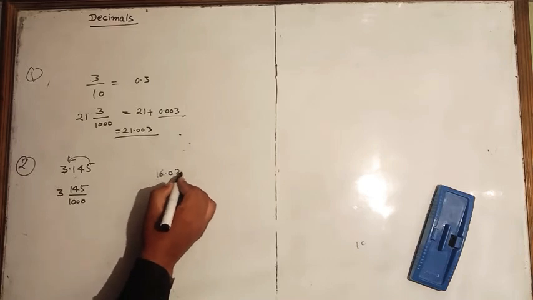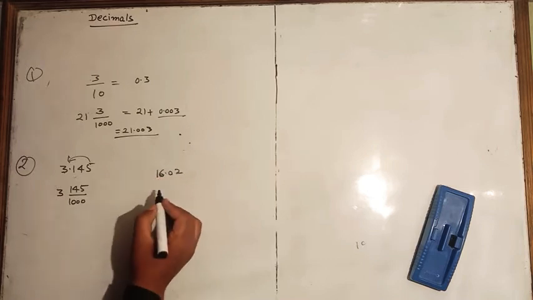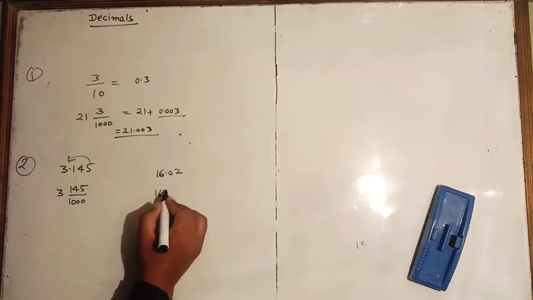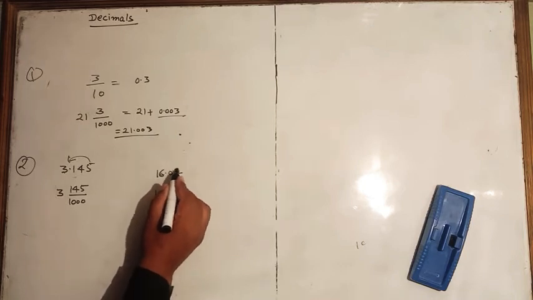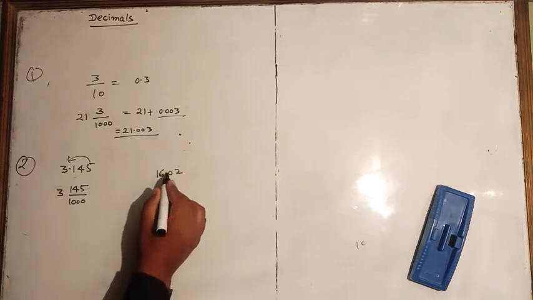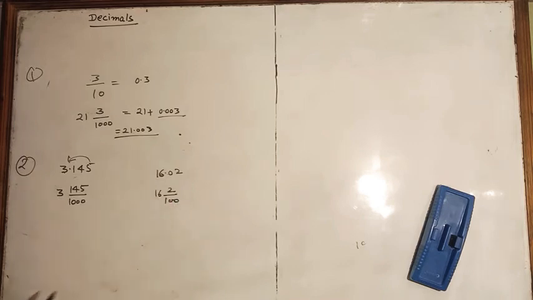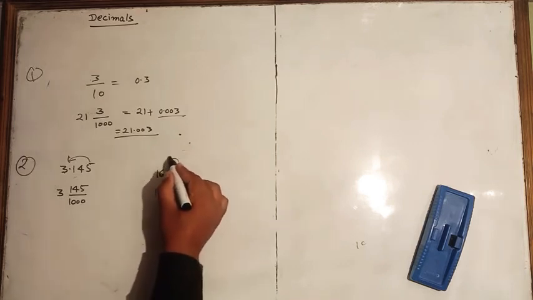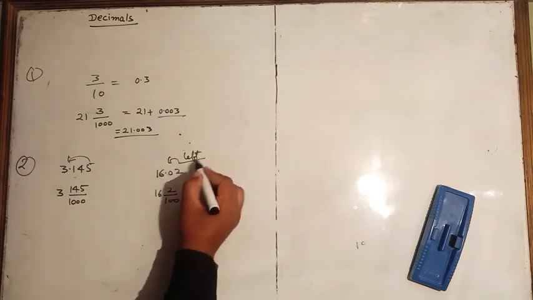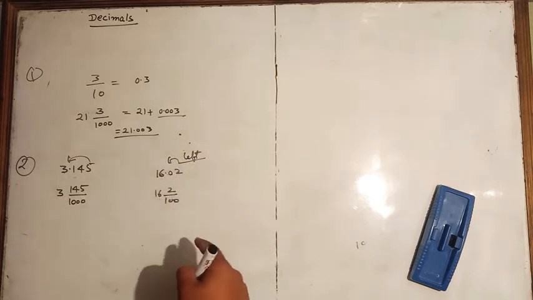And its last part is 16.02. So how will we write? 16 is a whole number, and for the 0, 1, 2 places, we will write 2 upon 100. It will be equal to 16 whole 2 by 100, meaning after counting towards the left, it will be divided by that tens multiple.